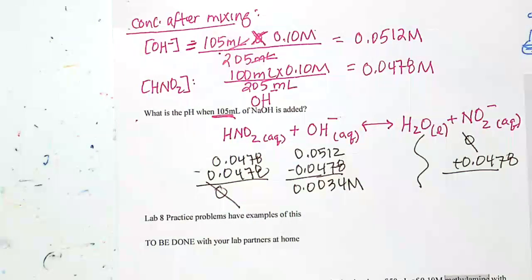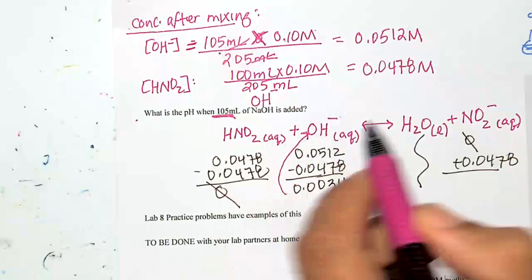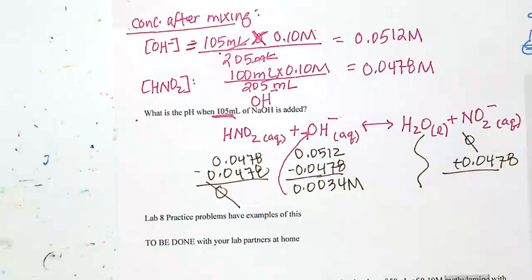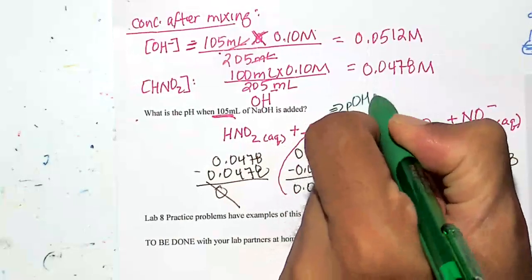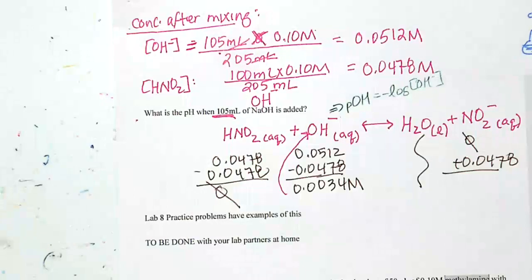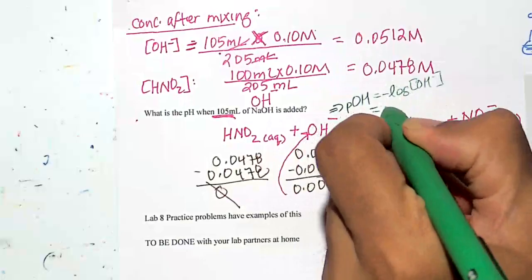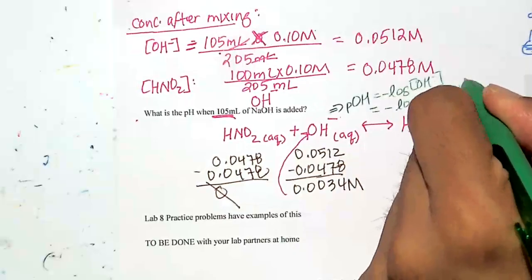All right, so instead of calculating the pH first, what should we calculate? Before calculating pH, what should we calculate? Yes, sir. Very good. We'll calculate the pOH. This is what happens after the equivalence point. So pOH is equal to minus the log of OH minus, which is minus the log of 0.0034.